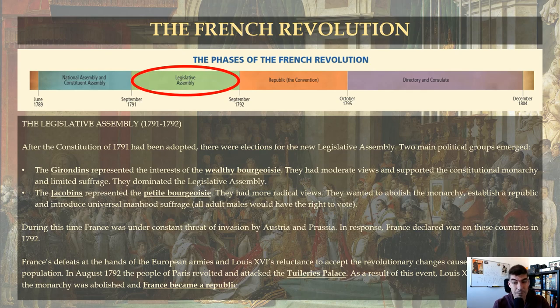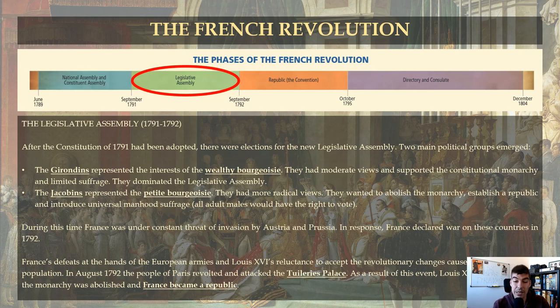there were two political groups, the Girondins and the Jacobins, los Girondinos y los Jacobinos. So the Girondins were the representatives of the wealthy bourgeoisie and they had moderate views. But the Jacobins were the representatives of the petite bourgeoisie, the small bourgeoisie, and they were way more radical, okay? They wanted to abolish the monarchy and to establish a republic.